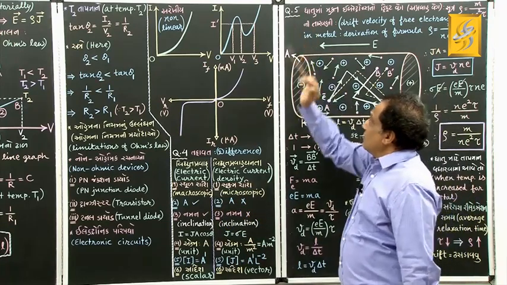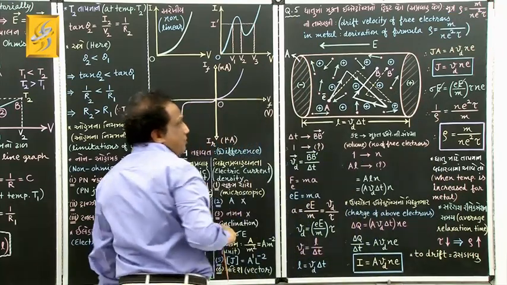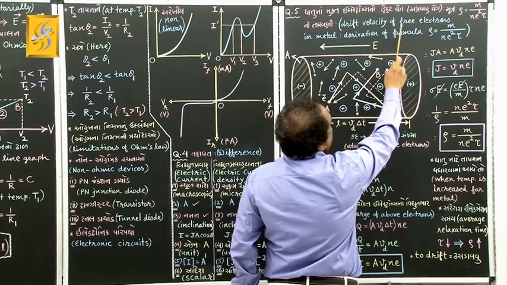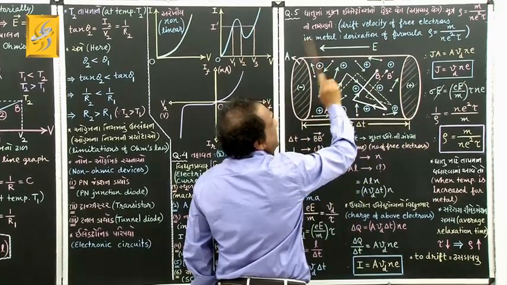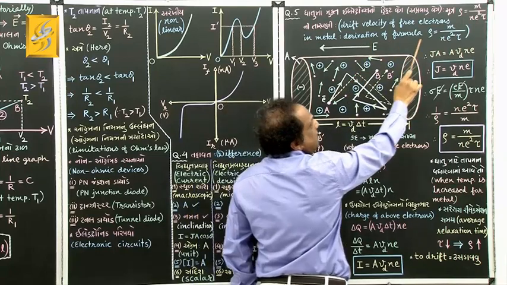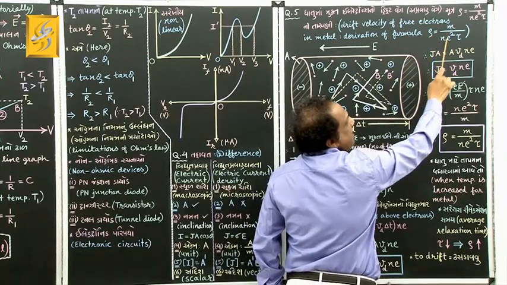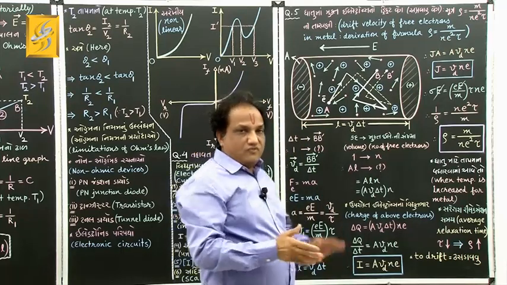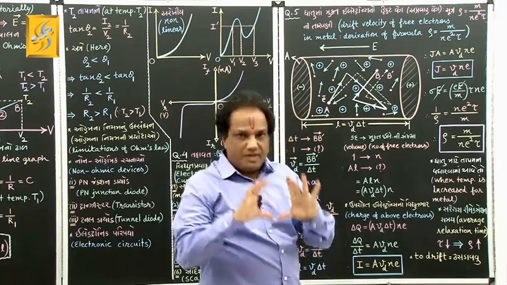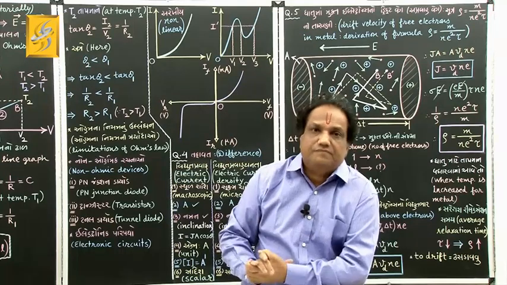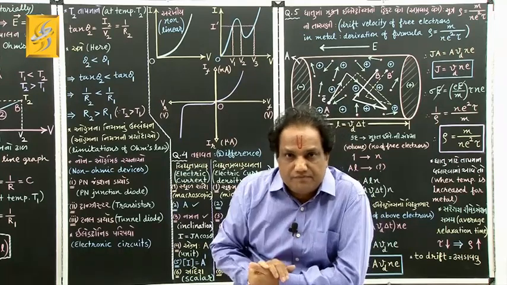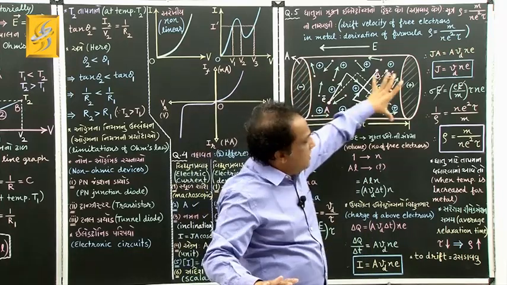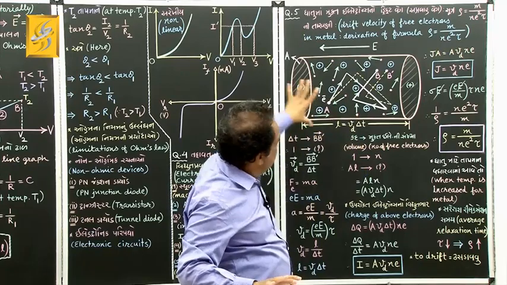Now we go for question number 5, very important theory. Look, what is the title? Drift velocity of free electrons in metal and derivation of formula rho equals m upon n e squared tau. First of all, you just consider a good conductor, that is a metal, okay. For example, say this is a copper metallic wire, okay, this is a copper wire.